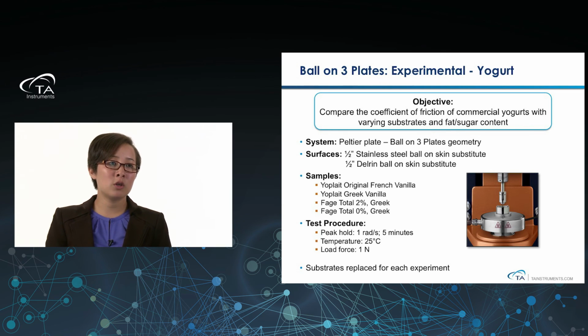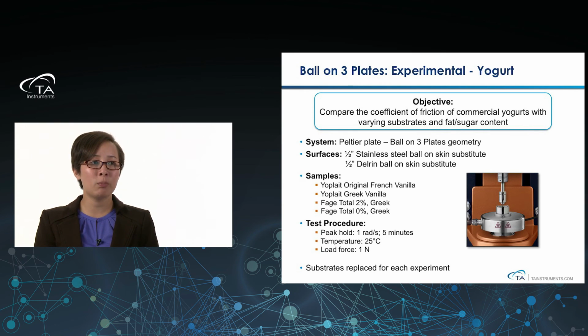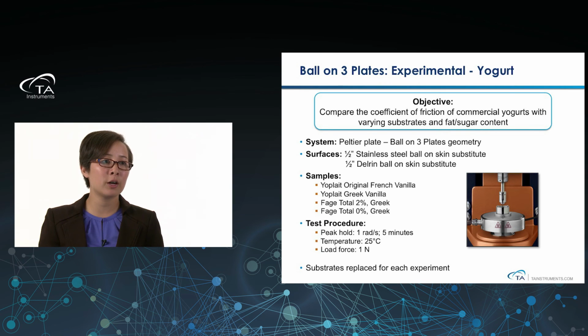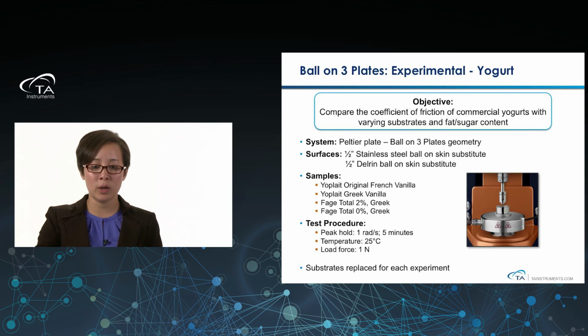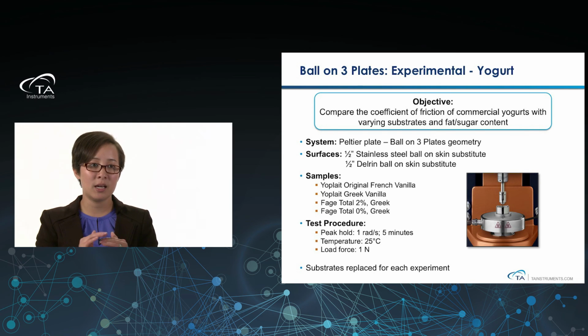The different yogurts we used were 2 versions of Yoplait and 2 versions of Fage yogurt. In this case, we just did a peak hold, so we wanted one constant rotational rate and to see what the coefficient of friction was at that specific rate, at a load force of about 1 Newton.